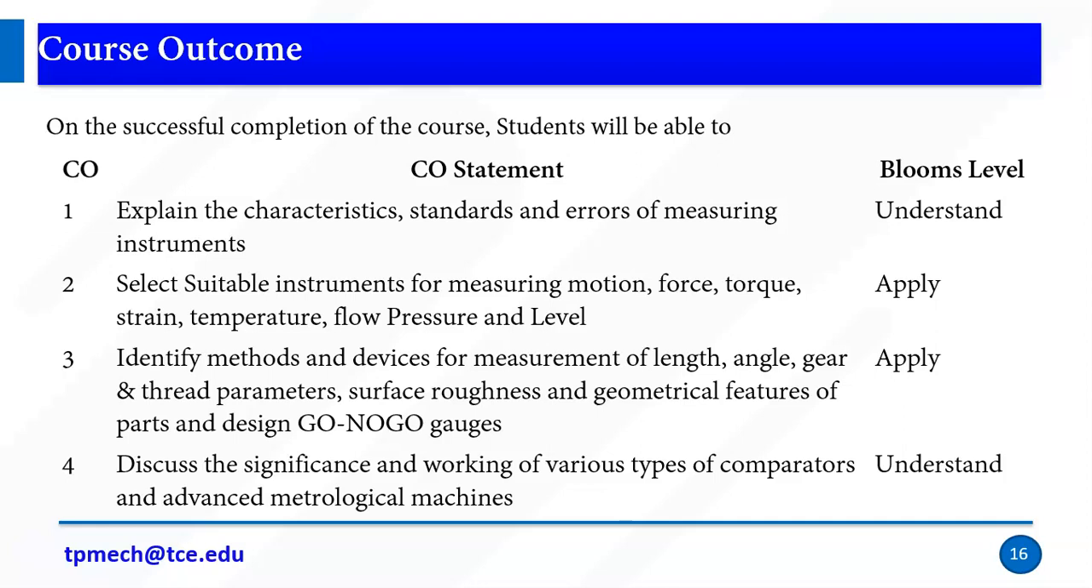For example, for acceleration measurements, we have a variety of devices, such as seismic mass or other devices. You need to pick which one is apt to measure this acceleration. So based on the environment, you need to select the equipment, selecting a suitable instrument for measuring motion, force, torque, strain, temperature. Here I want to insist on one point: the units of force, torque, strain and so on. Torque has units of Newton meter, force is in Newton, and strain has no unit.